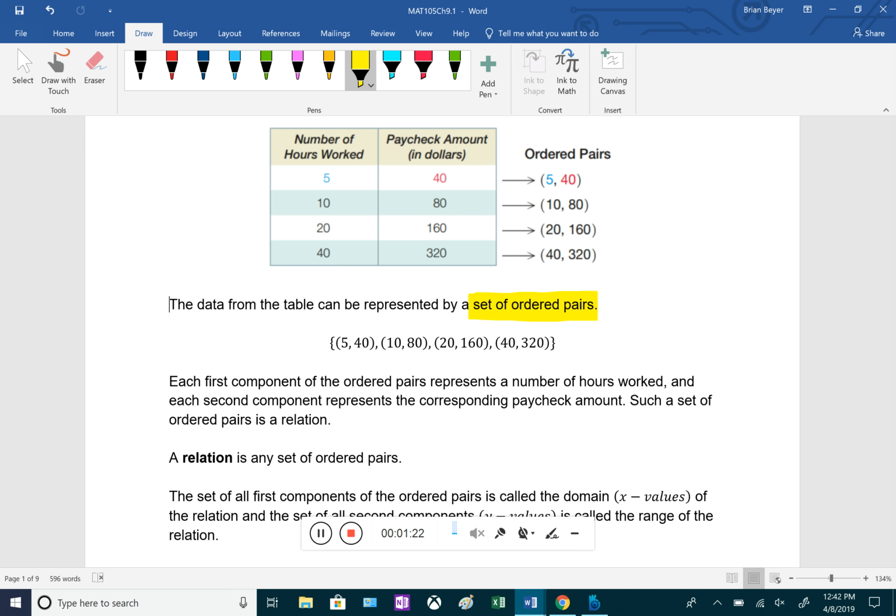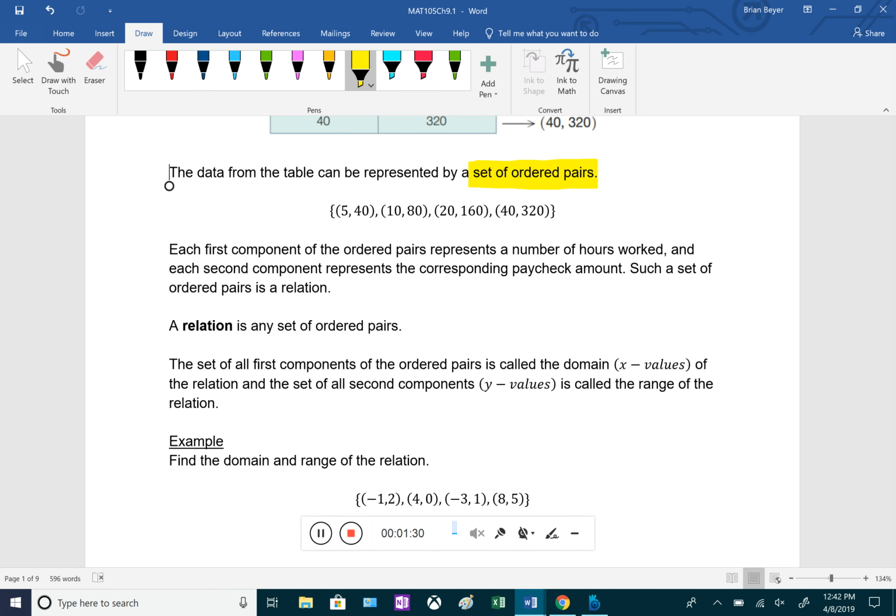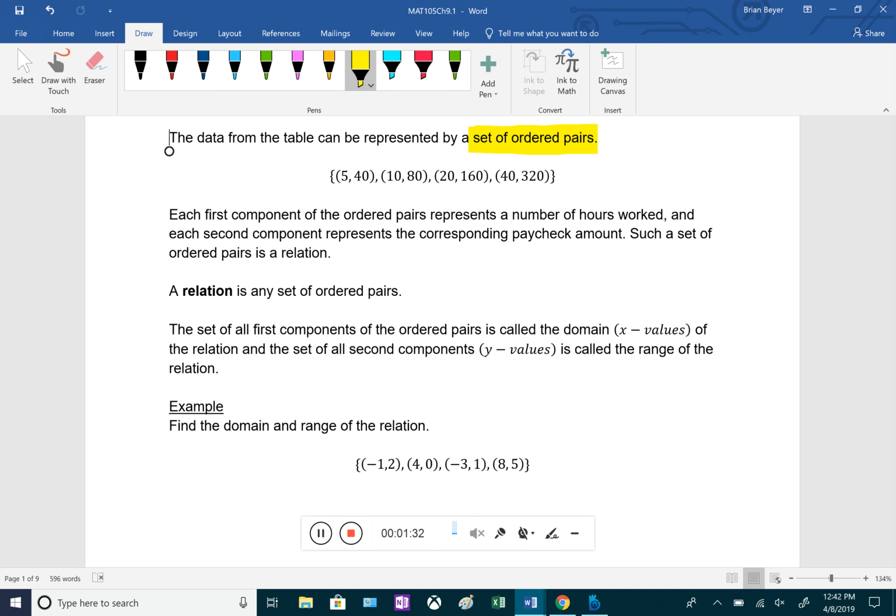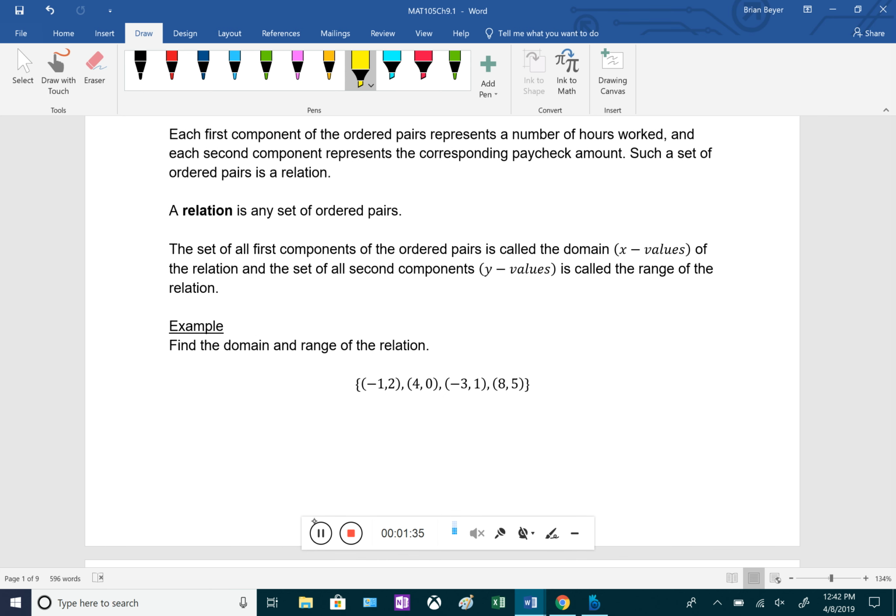Each first component in the ordered pair represents the hours worked. The second component represents the paycheck amount. And this sort of set of ordered pairs is called a relation. So that's the definition of a relation. A relation is just any set of ordered pairs. So we have two components. The first component corresponds to the second component.